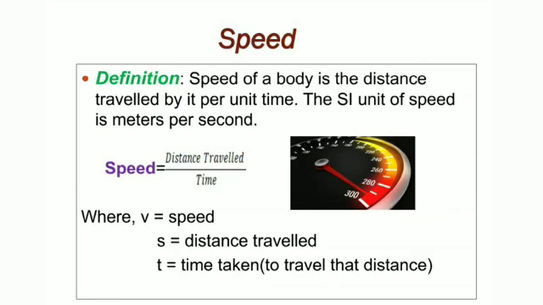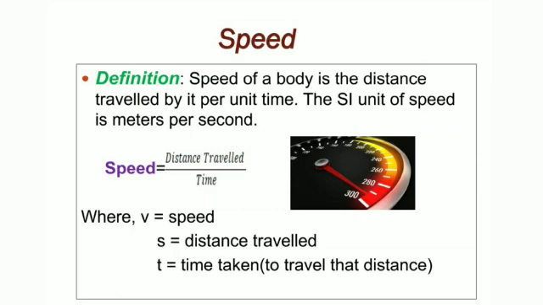Speed. We can say the speed of the body gives some idea of how slow or fast that body is moving. We can define it as the speed of the body is distance traveled by it per unit time, and the SI unit of speed is meter per second. You might have seen this meter per second speed, or we also measure in kilometer per hour, and you might have seen it in motorbikes and cars.